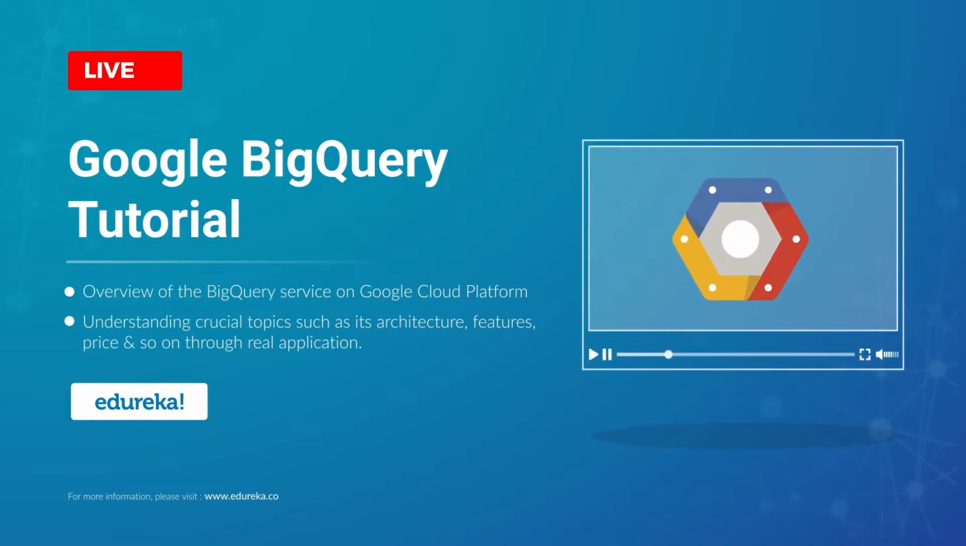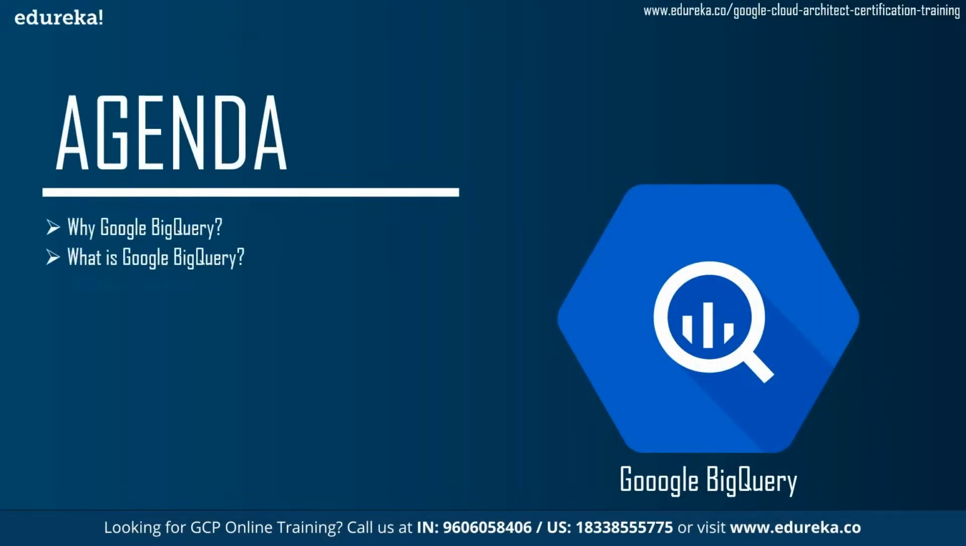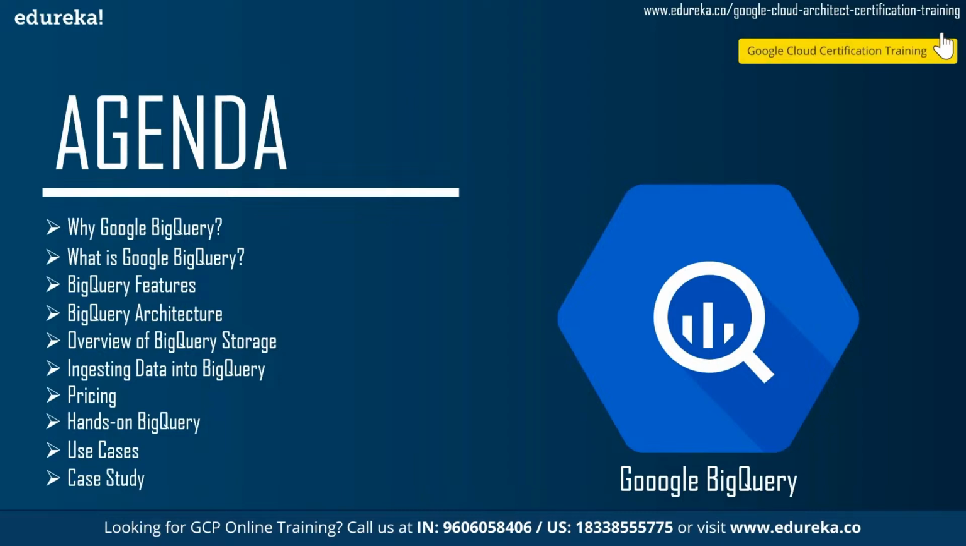Google BigQuery. So without any further ado, let's look at today's agenda. We'll begin by understanding why Google BigQuery is needed and what it is, and then we'll look at some of its key features and high-level architecture. Moving ahead, we'll get an overview of BigQuery storage as well as techniques of ingesting data into it. Furthermore, we will also look at different pricing models for BigQuery and try our hands on implementing it practically on Google Cloud Platform. Finally, we will then look at some of its use cases and the case study for it.